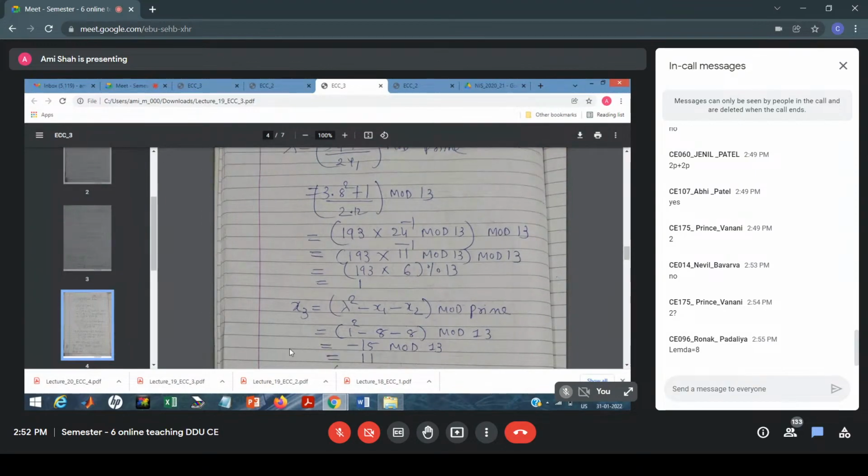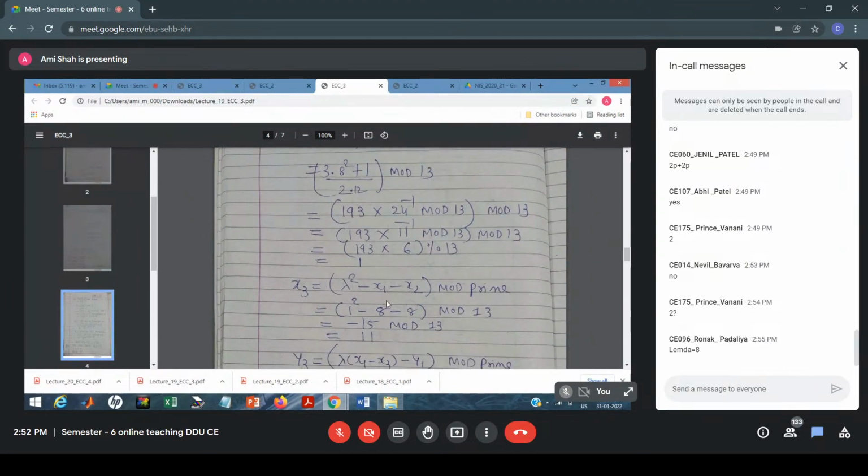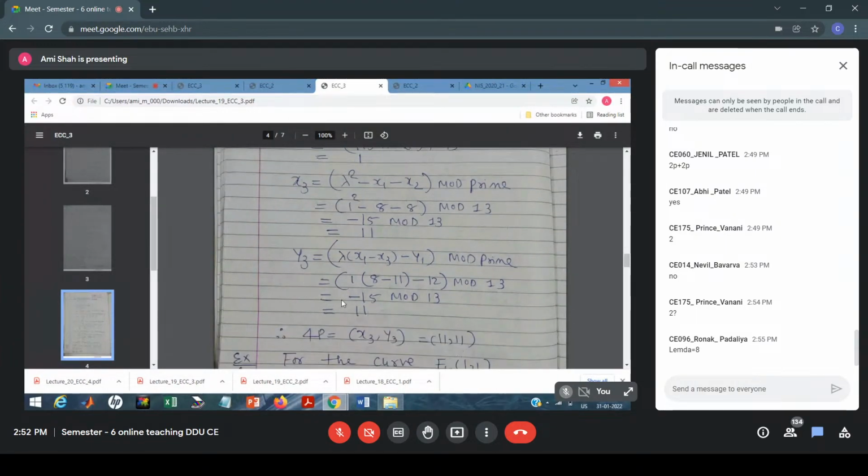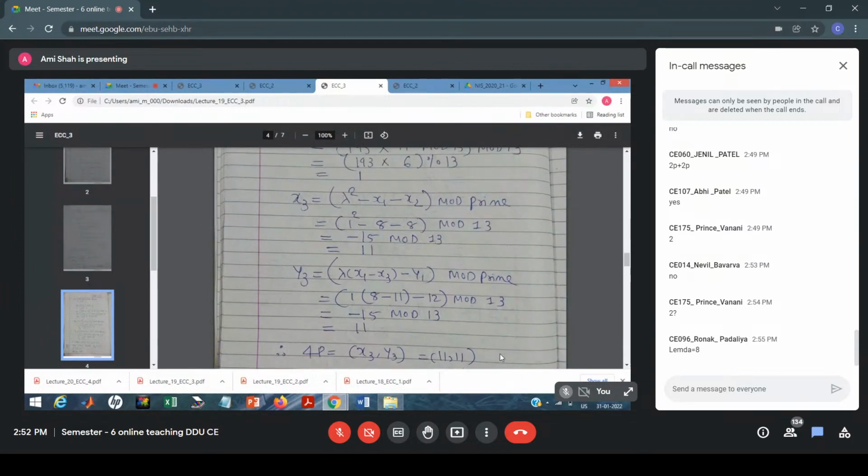Now, which formula? x3 equals lambda squared minus x1 minus x2. This is the formula you have to use. When you put all the values, you get 11. And y3 equals lambda times (x1 minus x3) minus y1 mod prime. Again, when you put all the values, you get 11. So here I can say that 4P equals (11,11).